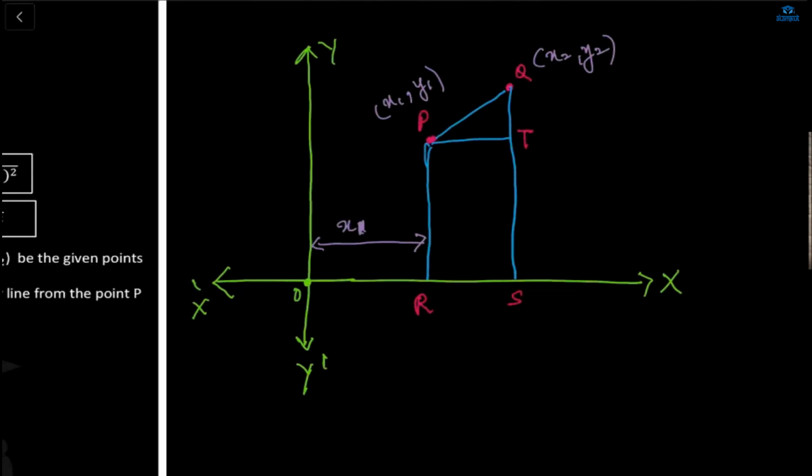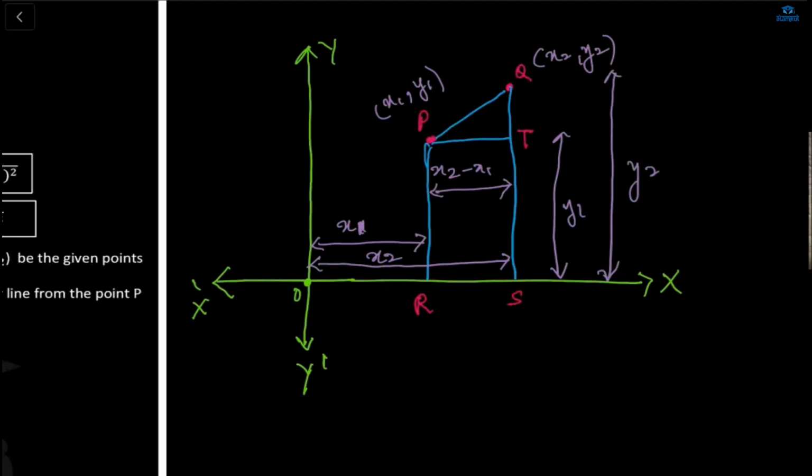And if I'm talking about this distance, it will be x2. Understood? Now if I talk about only this distance, obviously this will be x2 minus x1. Similarly, if I'm talking about this distance, it will be y1, and if I'm talking about this distance, it will be y2. If I'm talking about this distance, it will be y2 minus y1.